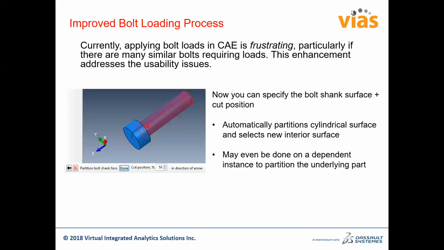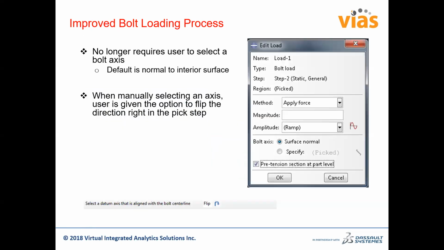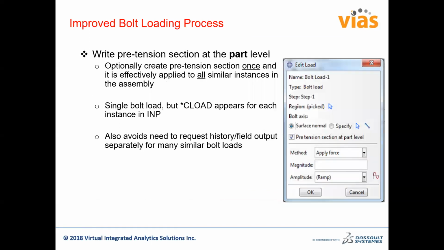and the bolt axis will actually be along the axis of the cylindrical volume which you have selected. Yes, you're no longer required to select a bolt axis. It will be normal to the interior surface which will be created.